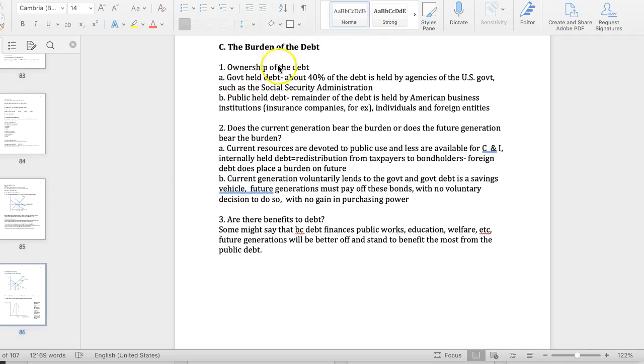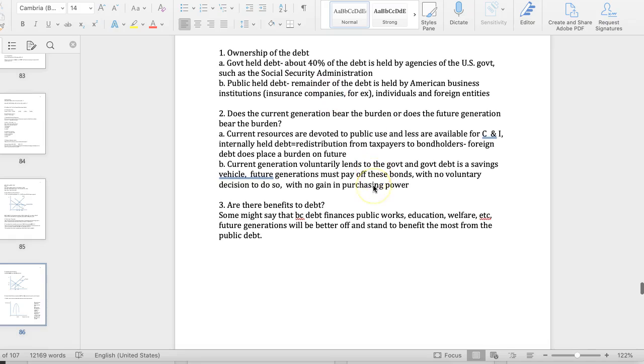So who owns the debt? Government-held debt accounts for about 40%. That means that different departments within the government own the debt. So, for example, the Social Security Administration owns a lot of the debt. Compare that with public debt. About 60% of the debt is held by American businesses, so insurance companies, etc., individuals, and foreign entities. So yes, you could go down to the Fed and you could buy a U.S. Treasury bond and you would hold some of the debt.